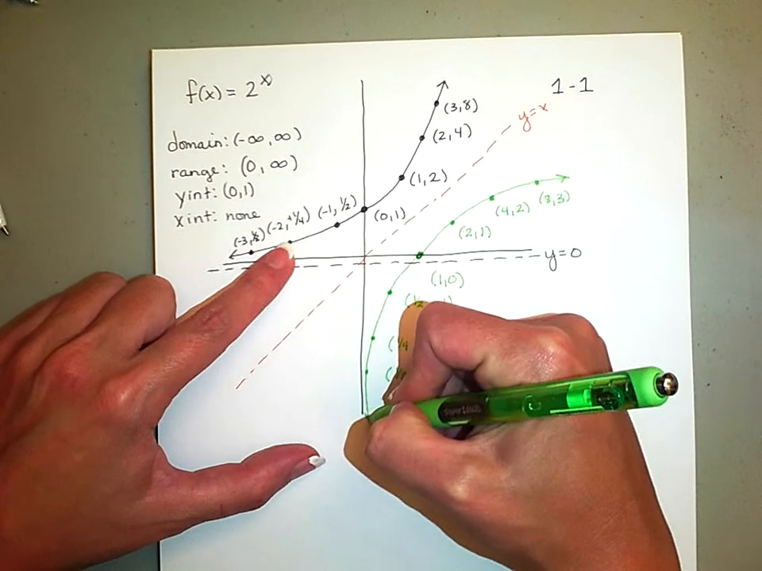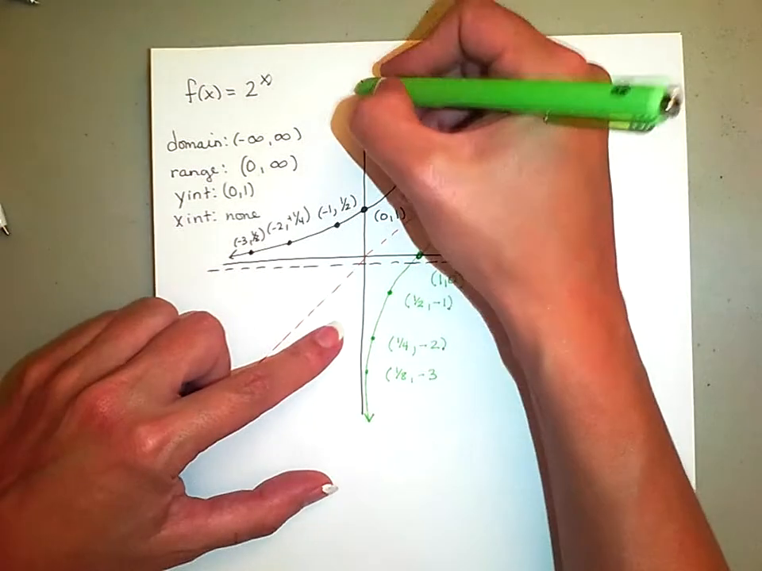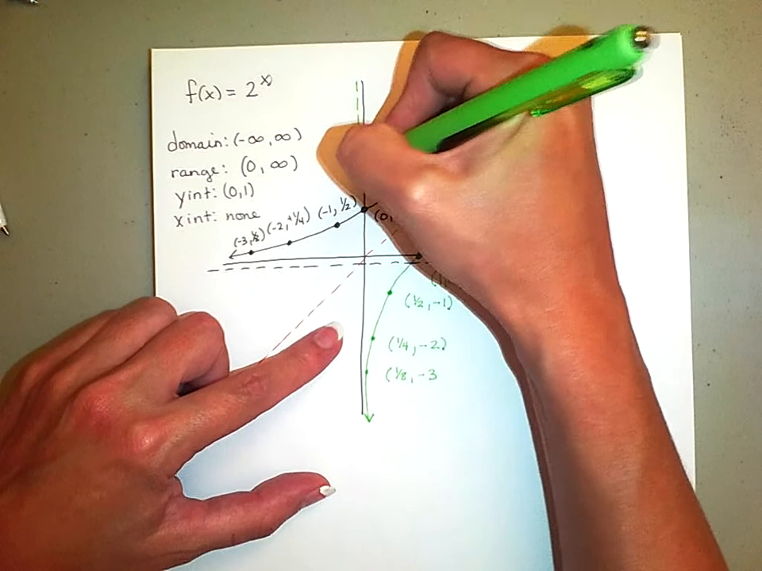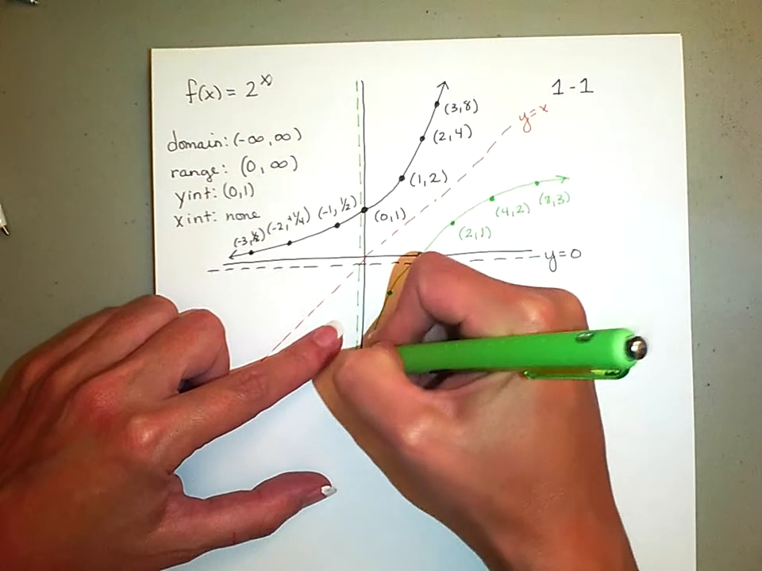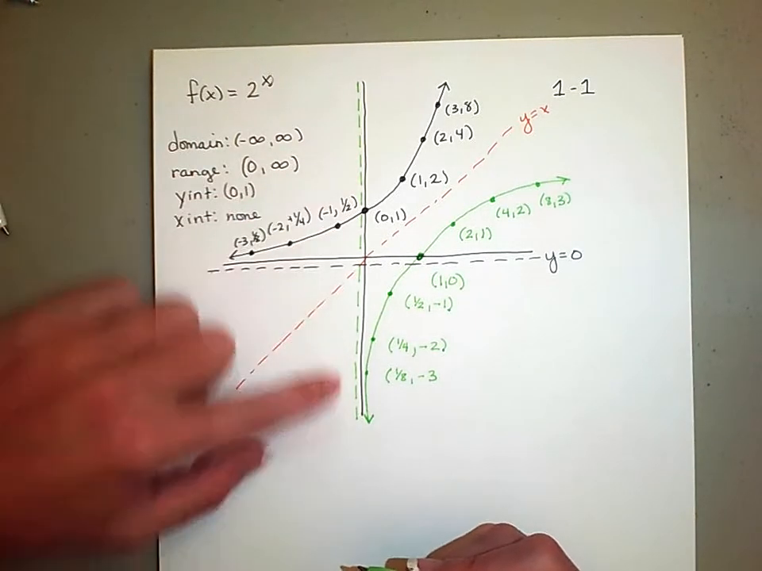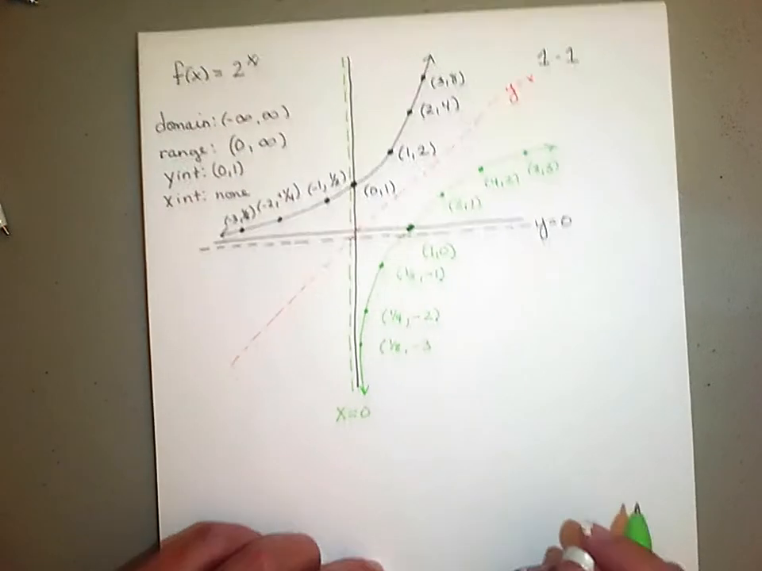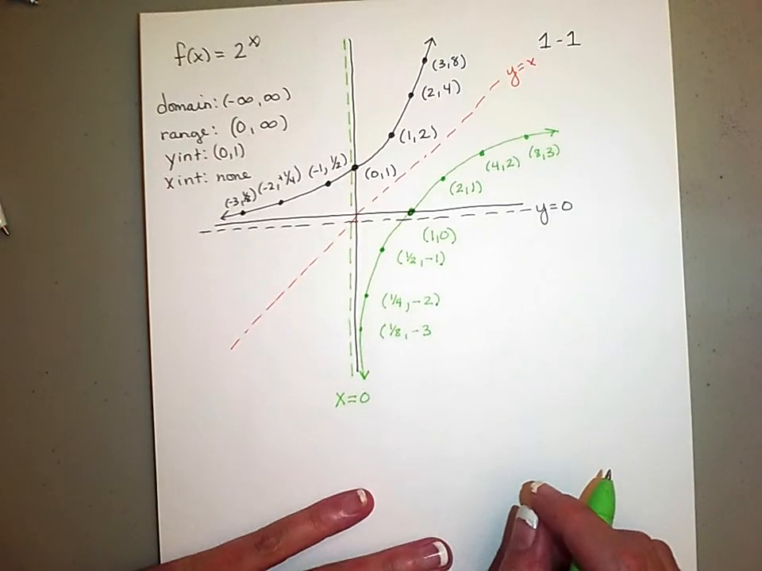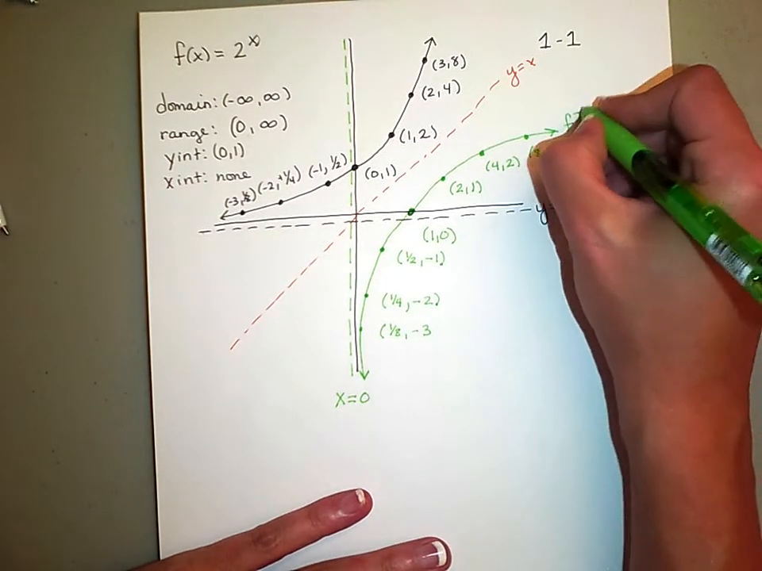But now, instead of having a horizontal asymptote, I would have to have a vertical asymptote, which I would draw in. That vertical asymptote is the y-axis, and the equation of the y-axis is x equals 0. And so this would have to be f inverse.